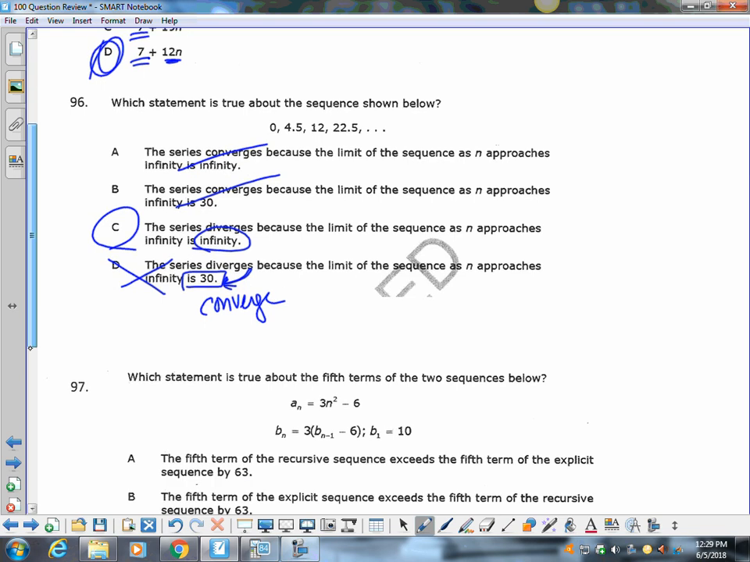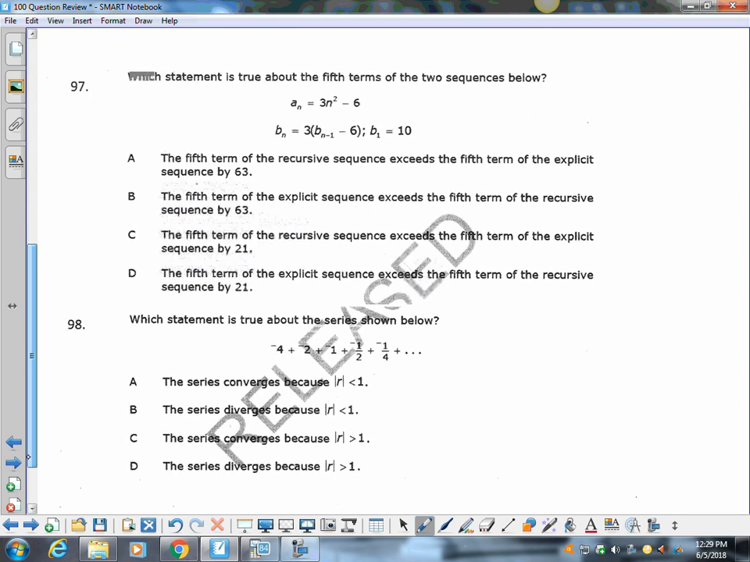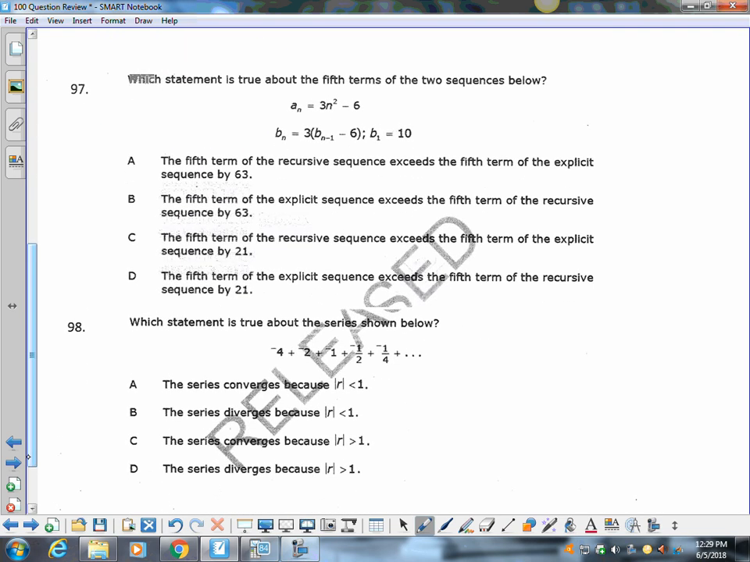97. Which statement is true about the 5th term? So for this one, you can just find a sub 5 by doing 3 times 25 minus 6 and getting 69.